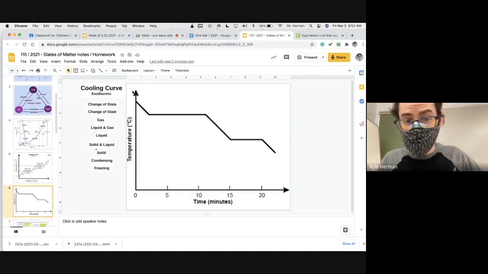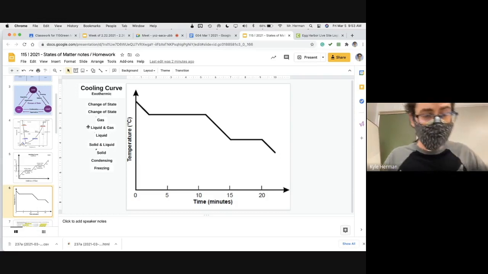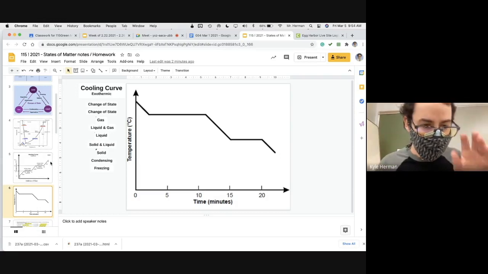And you could do the opposite too. You could start at the top as a gas, and then you could go all the way down to an ice cube. Now, we're not going to do that today. This is where we're going to stop.